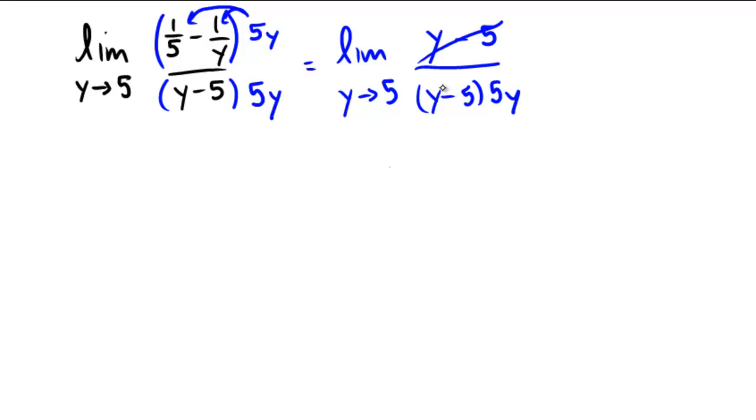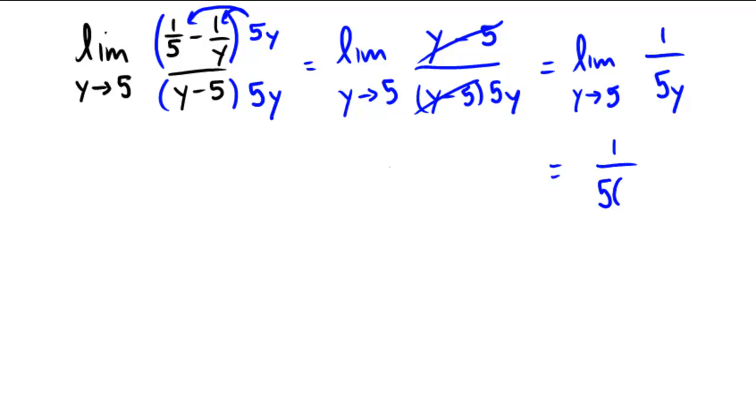So now, after reducing, what we're left with is a limit as y approaches 5 of 1, because that's all that's left on the top, over 5y. So our final stage here would be to actually replace the y with the value that we're limiting towards. So no need to write limit anymore, because now we're performing the limit, and we have 1 over 5 times y. Y takes the value of 5, and of course 5 times 5 is 25, and therefore our final answer is 1/25.